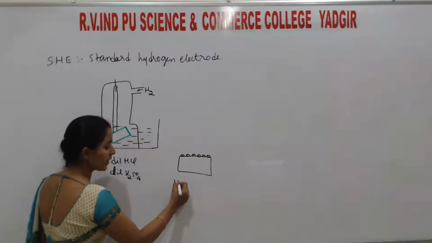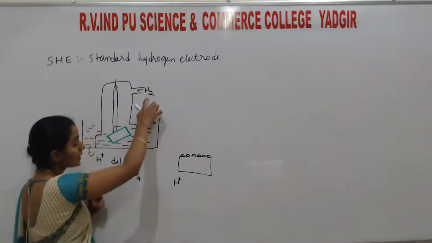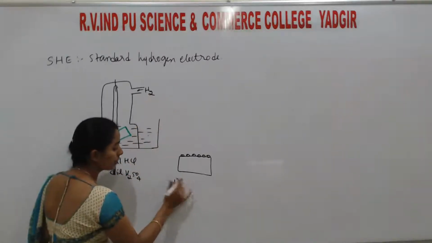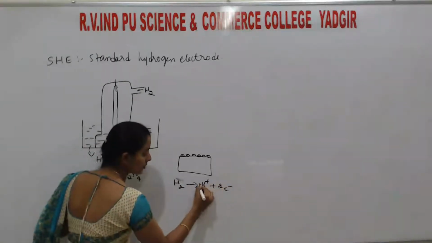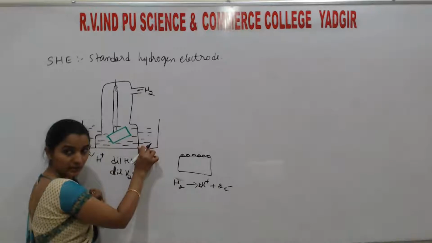This H plus ions. So this H2 loses electrons, forming H plus and 2 electrons.